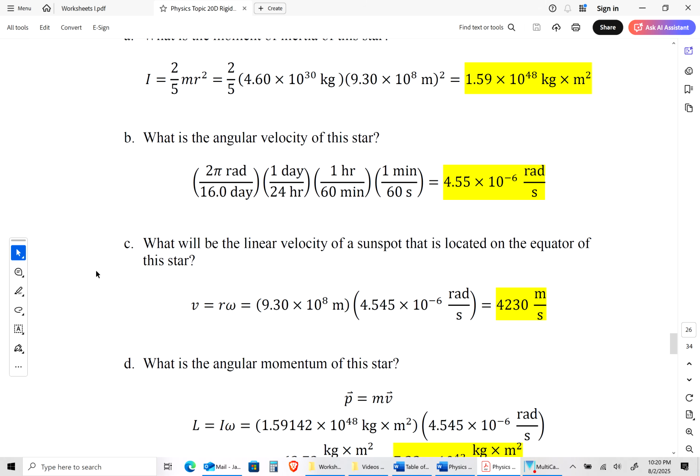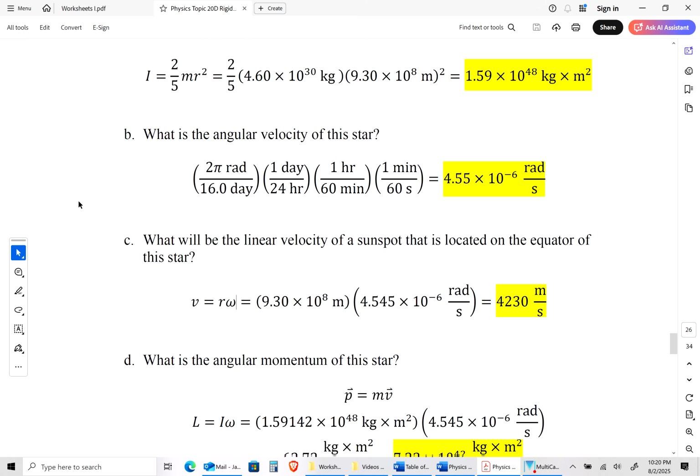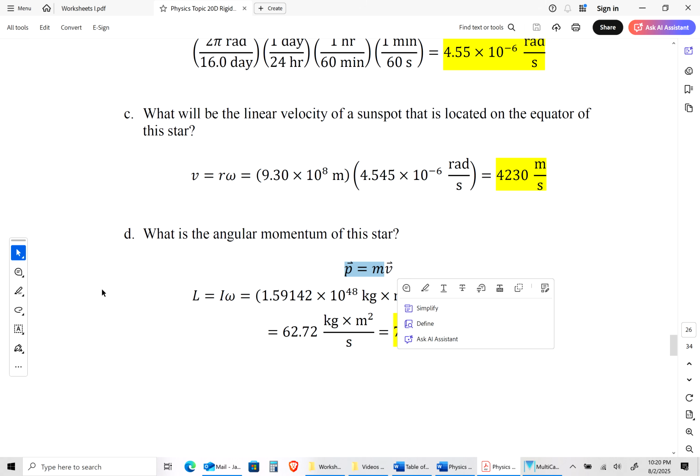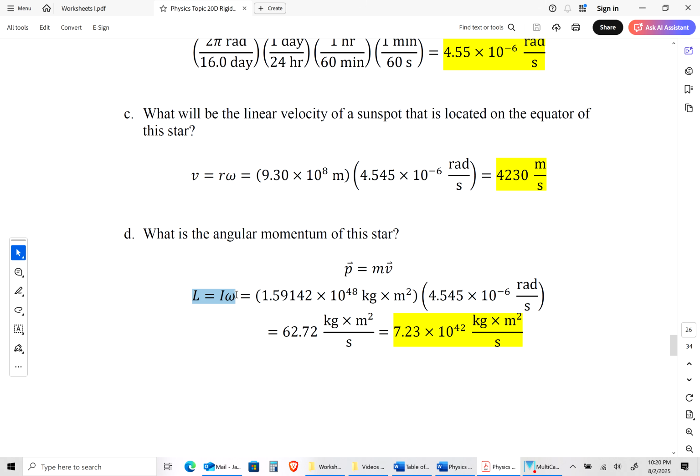Part C. What will be the linear velocity of a sunspot that is located on the equator of the star? So v equals r omega. Part D. What is the angular momentum of the star? p equals m v is for linear momentum. L equals I omega is angular momentum. So we know I, we know omega.